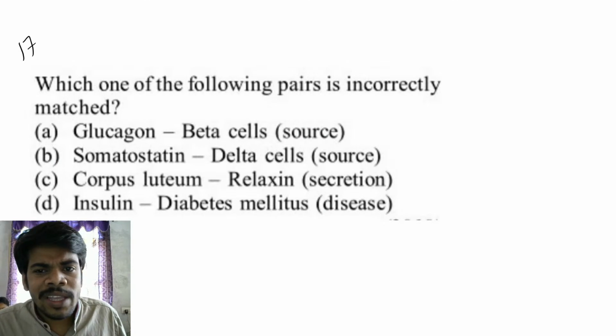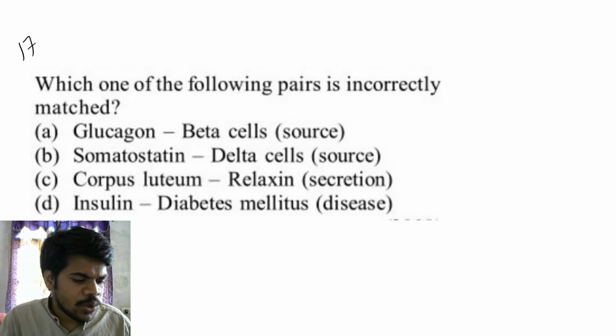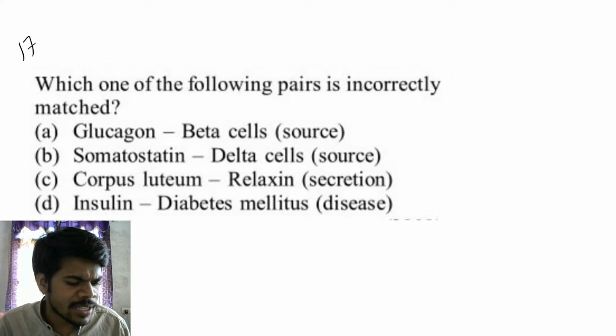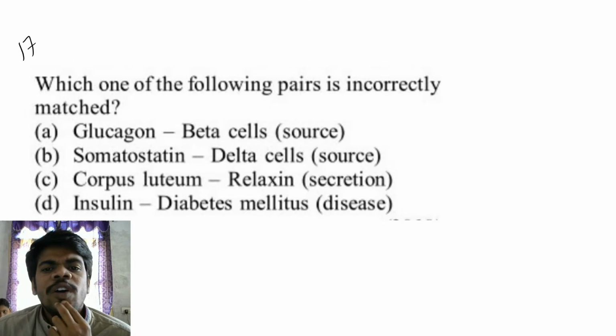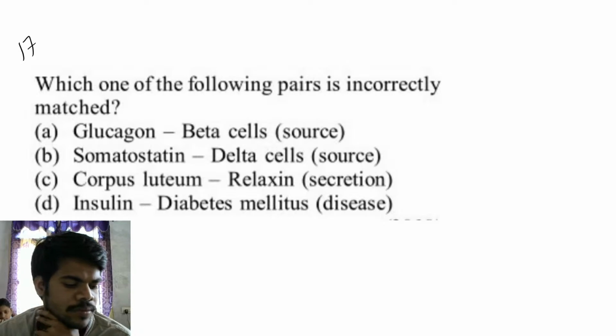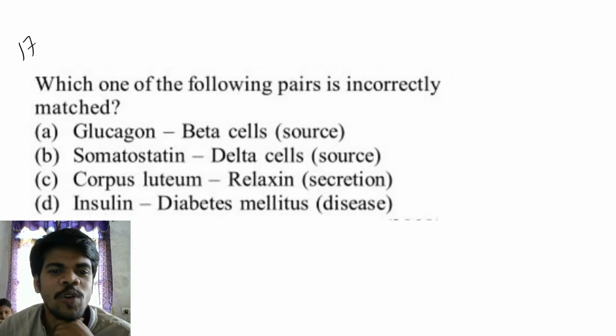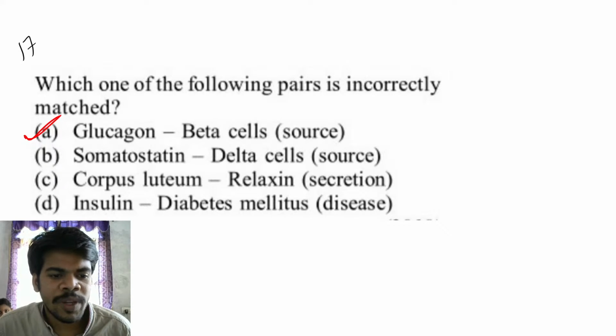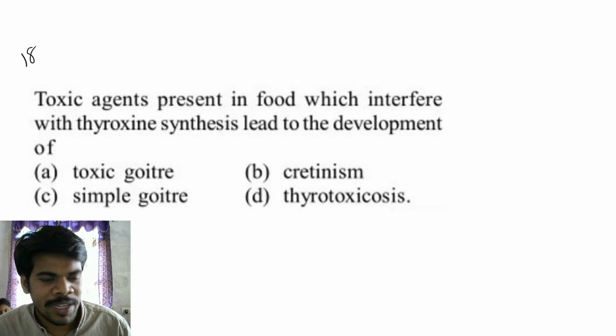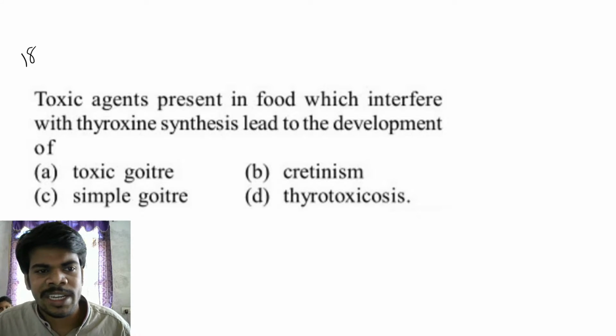17th question. Which one of the following pairs is incorrectly matched? Yeah, low iron also causes anemia. Excellent. Glucagon is not from beta cells. Glucagon is from alpha cells. 17th question answer is A. Very good. It is actually a previous question, like in the previous slide it is present. Of course, all questions are previous questions from the NEET examinations.